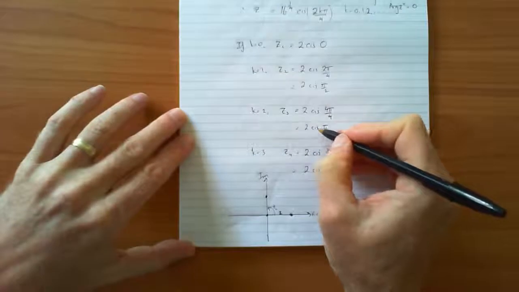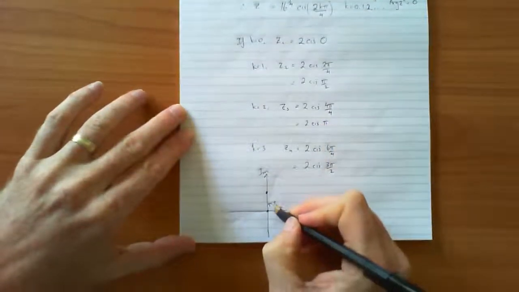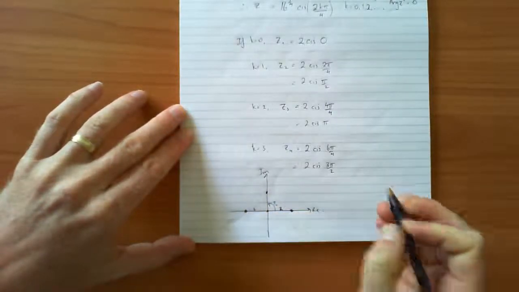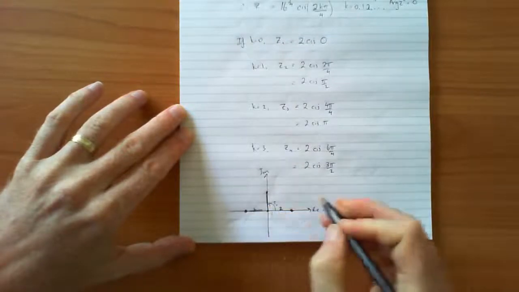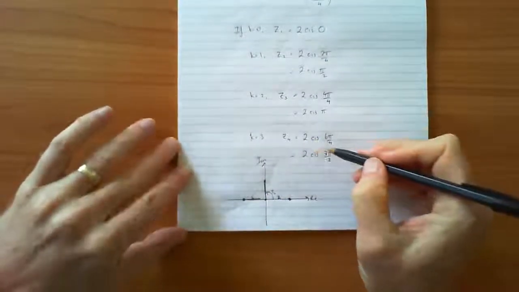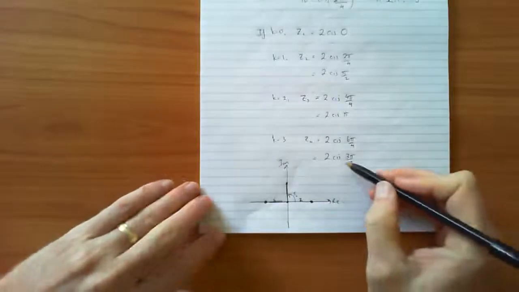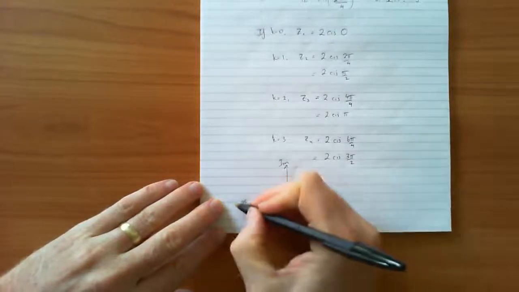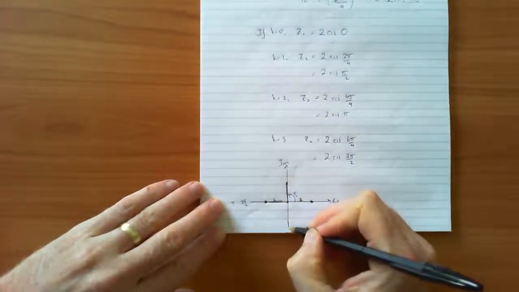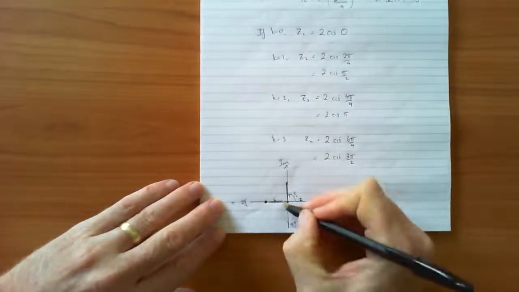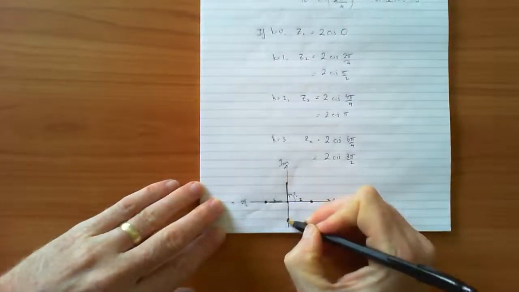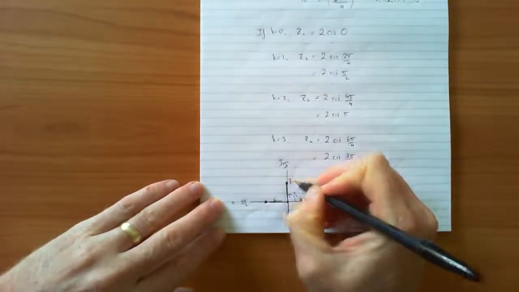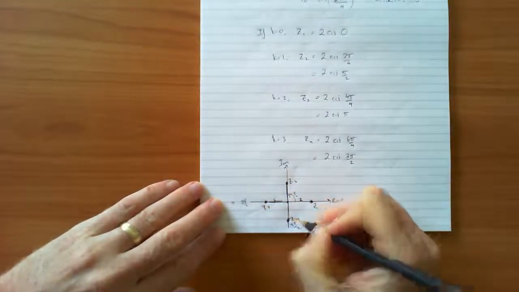A third solution is at 2 cis pi. So pi is the angle, so we're coming all the way around to here, 2 units out there. And our fourth solution is at 2 cis 3 pi on 2. This is 2 pi on 2, or pi. This is 3 pi on 2 down here. So 2 cis 3 pi on 2 is down here. So here we've got Z1, Z2, Z3, Z4.